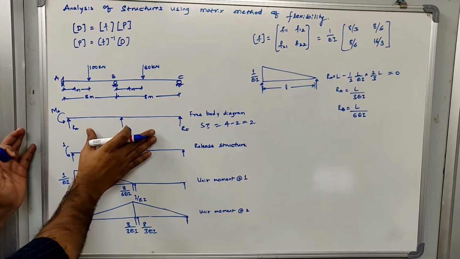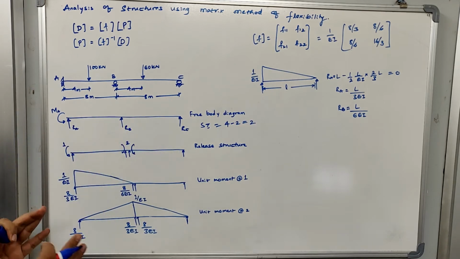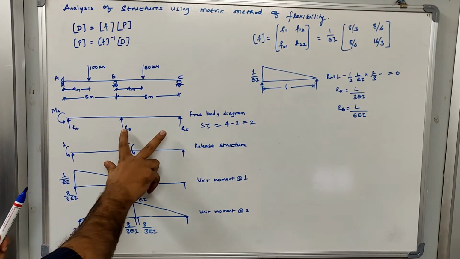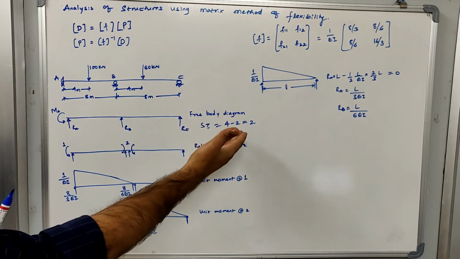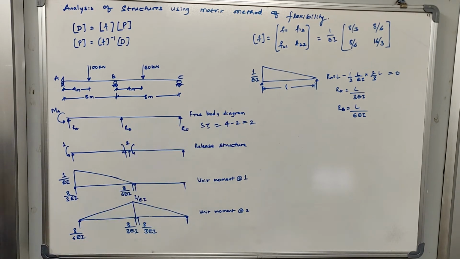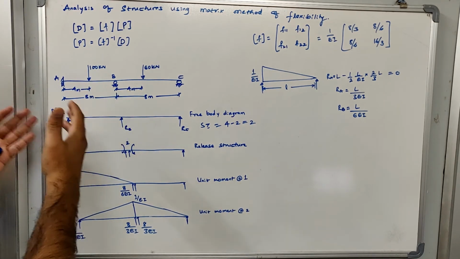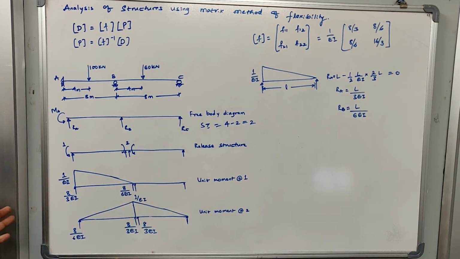Now what I'll do is try to release this structure. So what is release? I'll explain. Releasing is to remove, or to partially remove, the number of reactions which are redundant in nature. Now let us understand what is redundant in nature. Redundant is that reaction which, even if I remove that support, the structure will not collapse. The structure will remain stable. So that is called redundant.